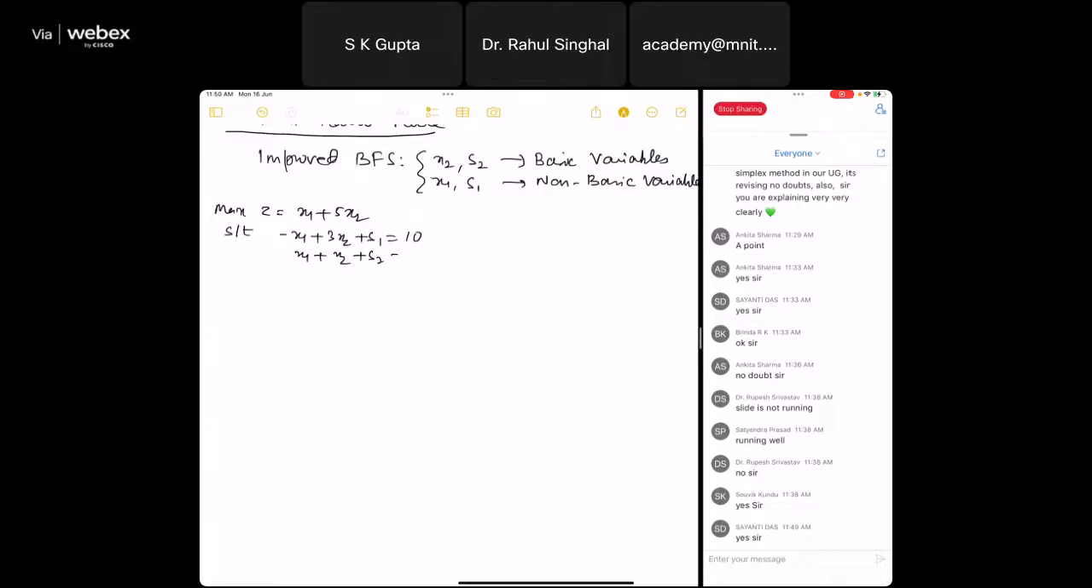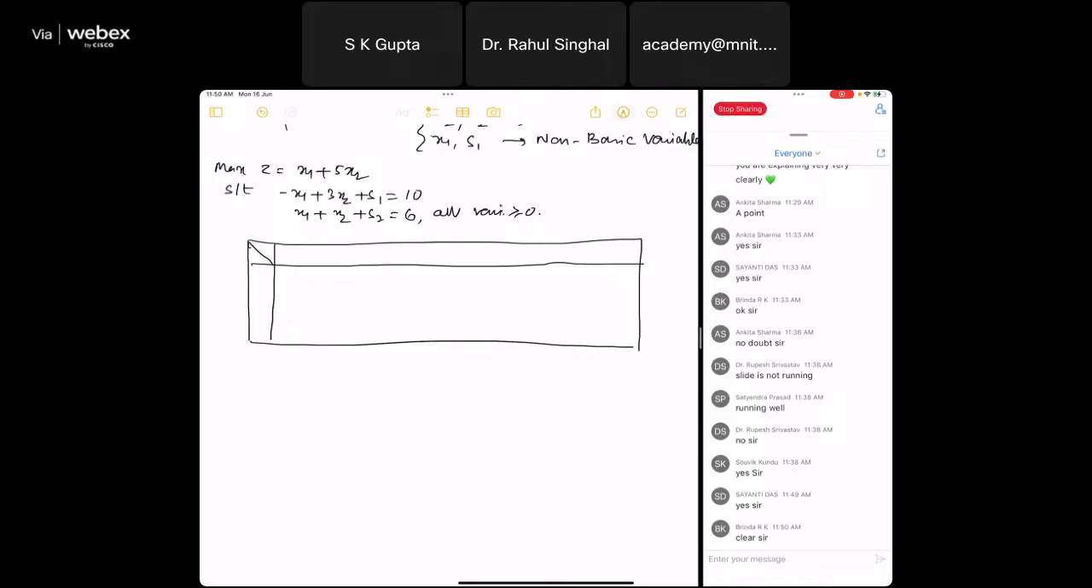Right? So let us take the first table now. In the initial table, we take basic variables as s1 and s2, right? So basic variables s1 and s2. And this is your CB, cost of basic variables. This is your right hand side, or you can put the right hand side here. It is in our hands whether we keep it here or here.